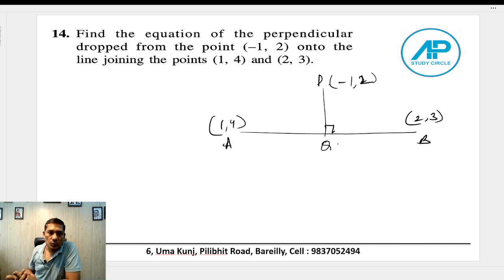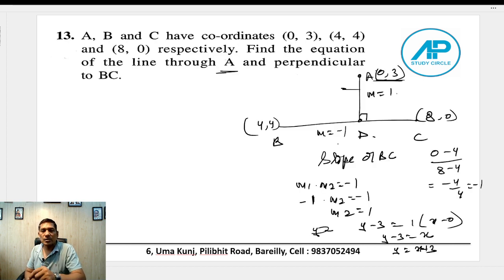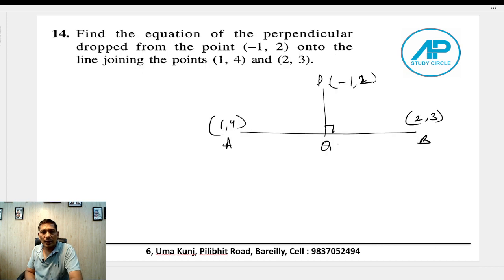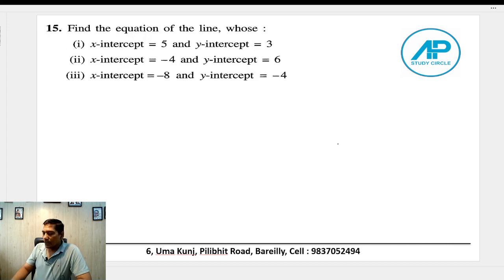That gives you the slope of PQ. Passing point is -1, 2 for the equation of PQ. Absolutely same like this question. No difference here. In this question and in this question, only language is changed. The procedure is absolutely same. So this question, I will solve in two ways.